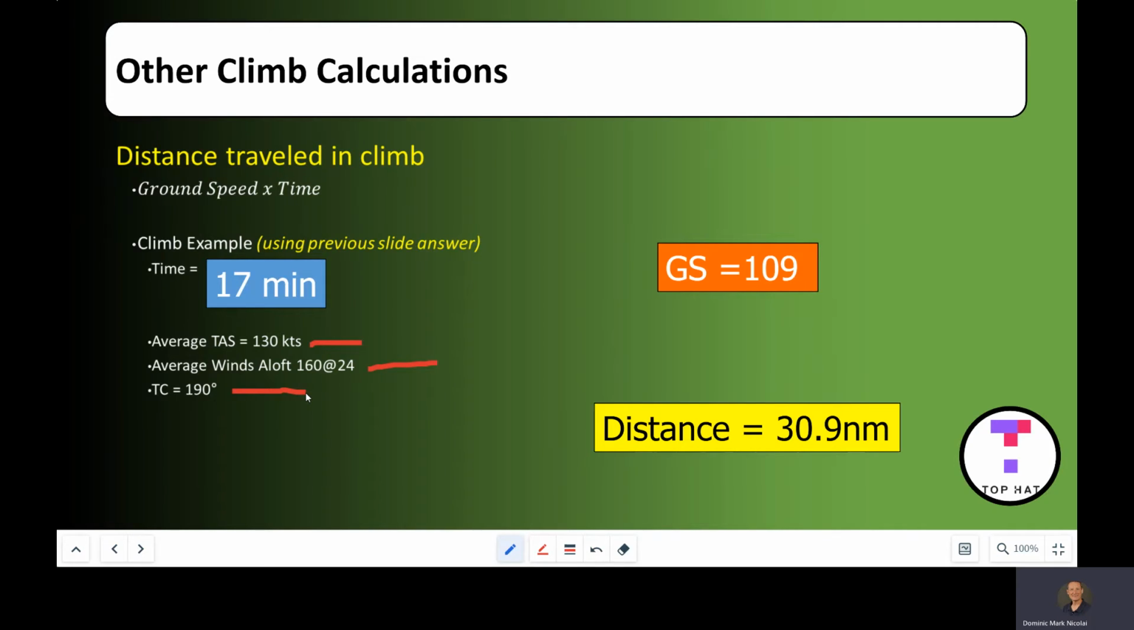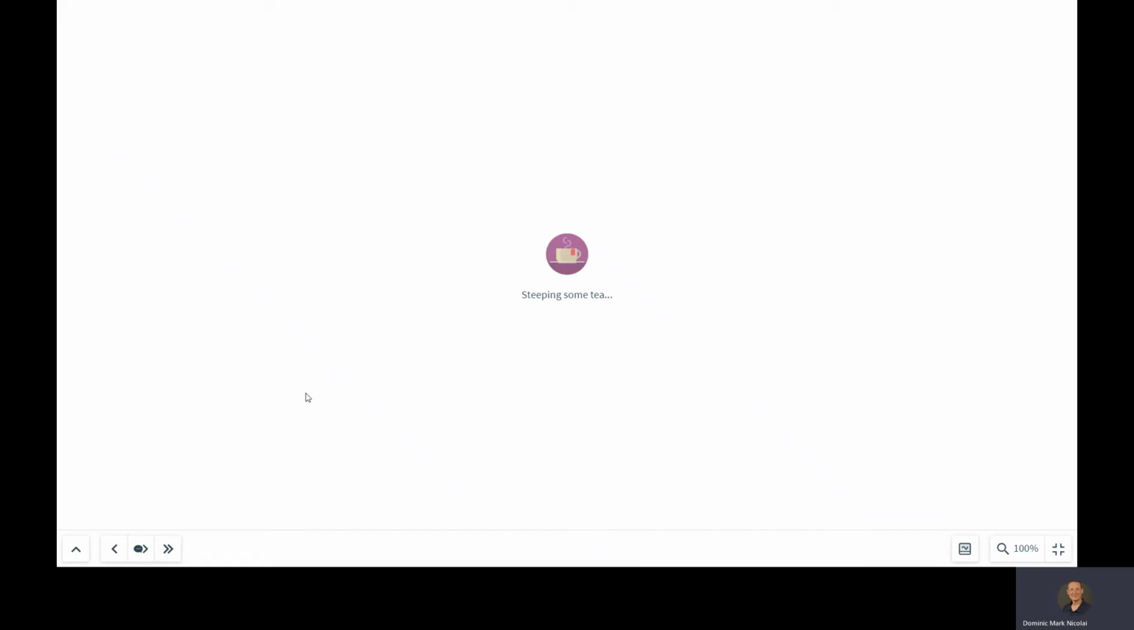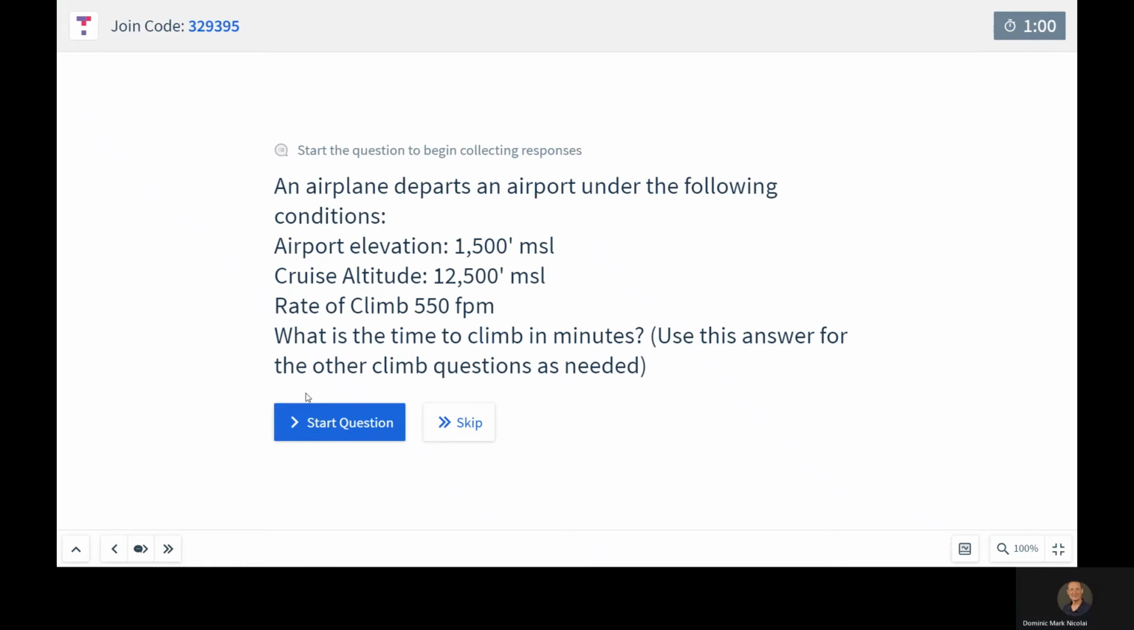Let's go ahead and try a Top Hat question here. There'll be multiple questions, and they're all going to use the climb in minutes. The first part is departing an airport at 1,500 feet mean sea level, climbing up to 12,500 feet mean sea level. What is the time to climb in minutes if we're climbing at 550 feet per minute?